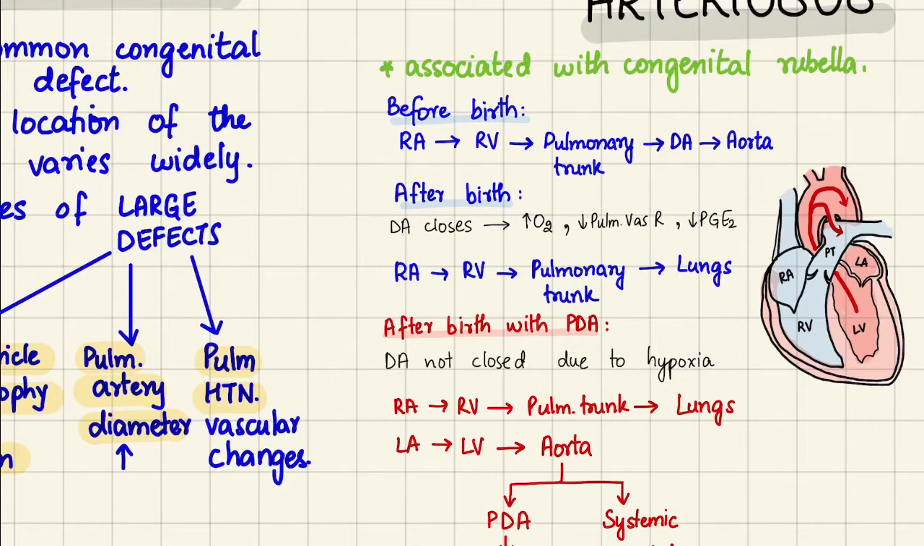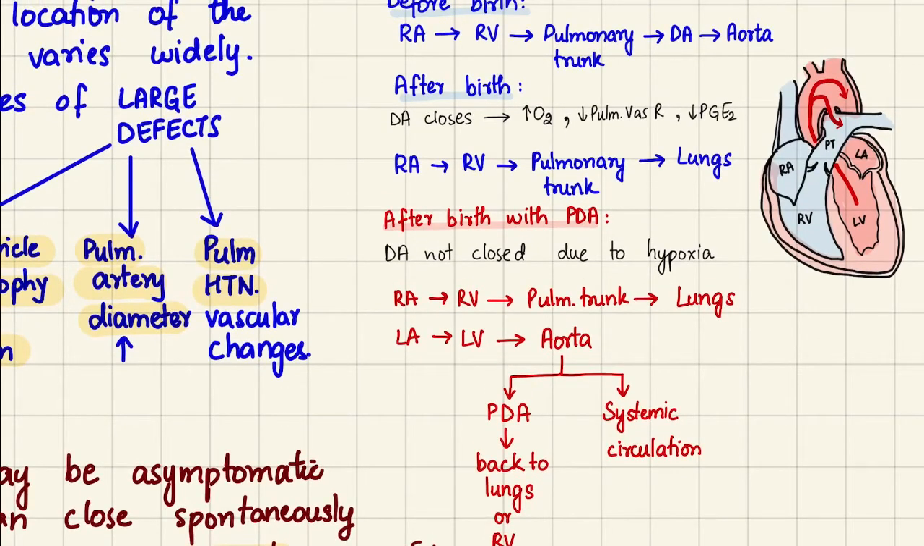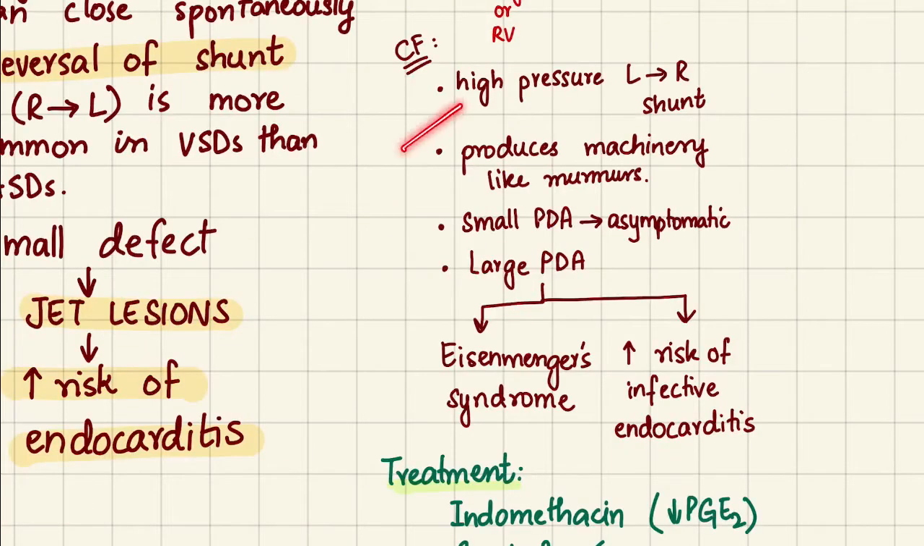But if we have a patent ductus arteriosus after birth, that is, the ductus arteriosus has not closed due to hypoxia, then we have another type of circulation. That is, the right atrium will pump blood into the right ventricle, into the pulmonary trunk, and since the aorta has higher pressures, this will shunt blood from the aorta into the pulmonary trunk, and thus into the pulmonary arteries and into the lungs. So this is also a left to right shunt. Okay, this is actually a high pressure left to right shunt. It is going to produce machinery-like murmurs.